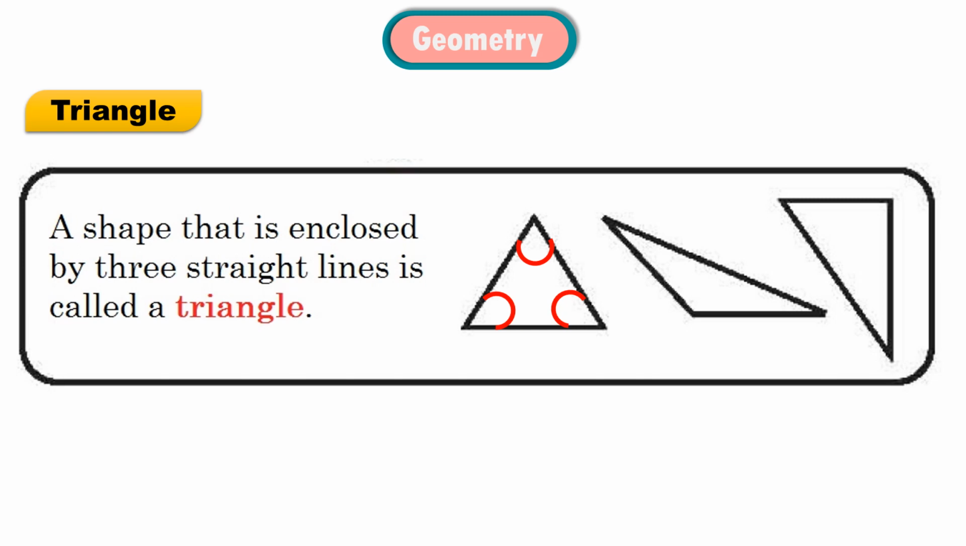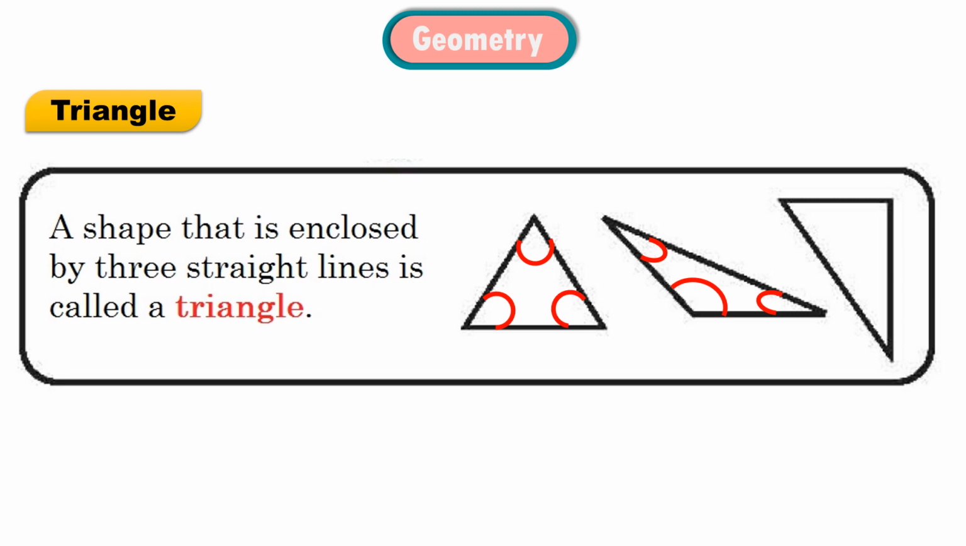And also, like the previous one, we can see that there are 3 straight lines and the shape is enclosed by them, and it creates a certain shape which is known as the triangle. If you look at the next shape, you can see there are also three different angles like this and that. So this is also known as the triangle because three different angles have been created in this shape, and also there are three different straight lines.